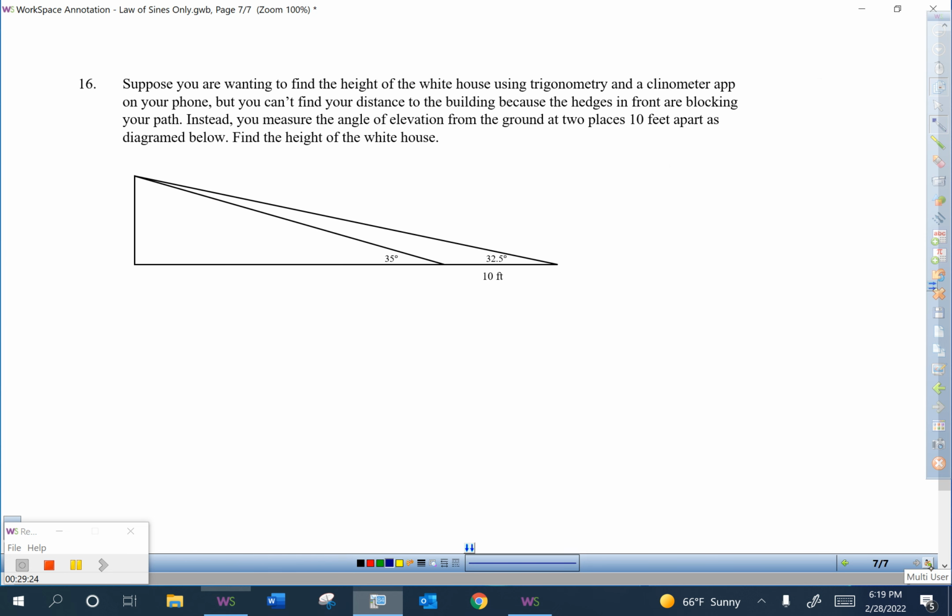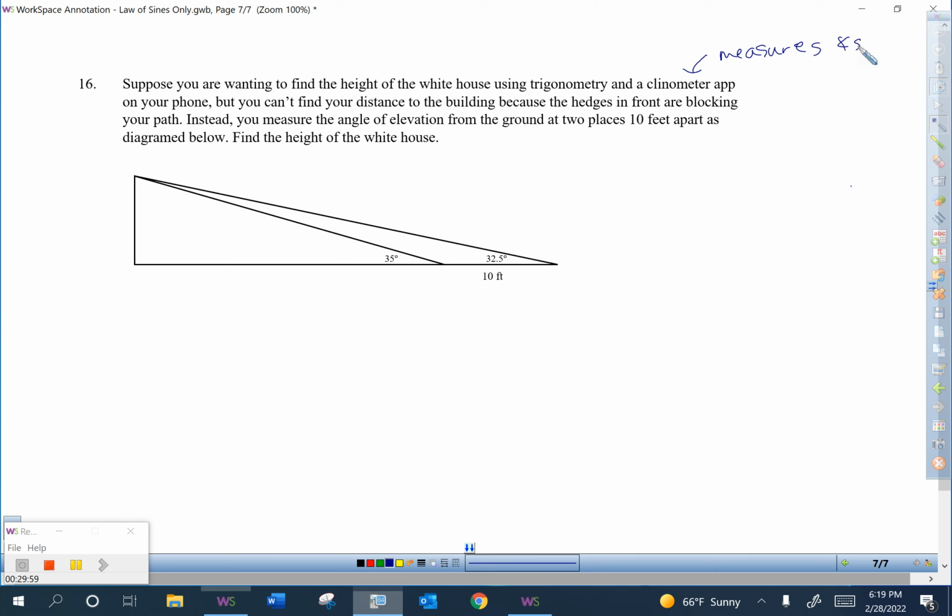Alright, last problem. It's not necessarily new in terms of things you've done before, but it is new in terms of this is a two-part problem, and I can see that because there are two different triangles here making up a larger triangle, and we only have a few pieces on this picture. So it says, suppose you're wanting to find the height of the White House using trigonometry and a clinometer app. This is just to measure angles.